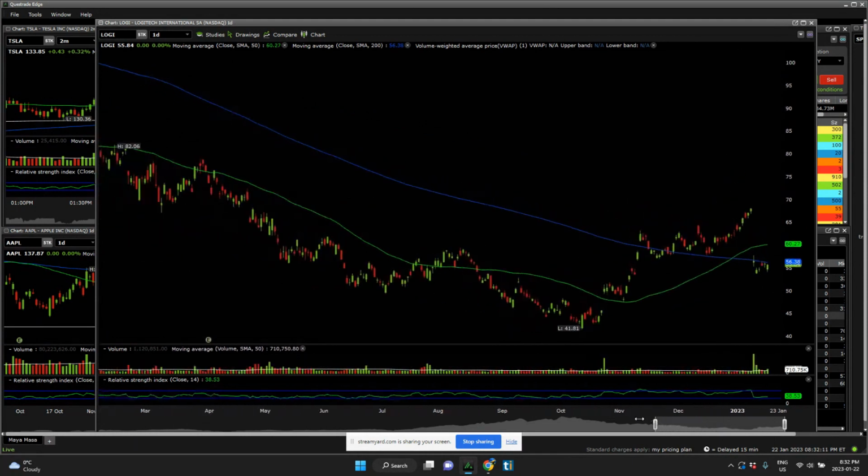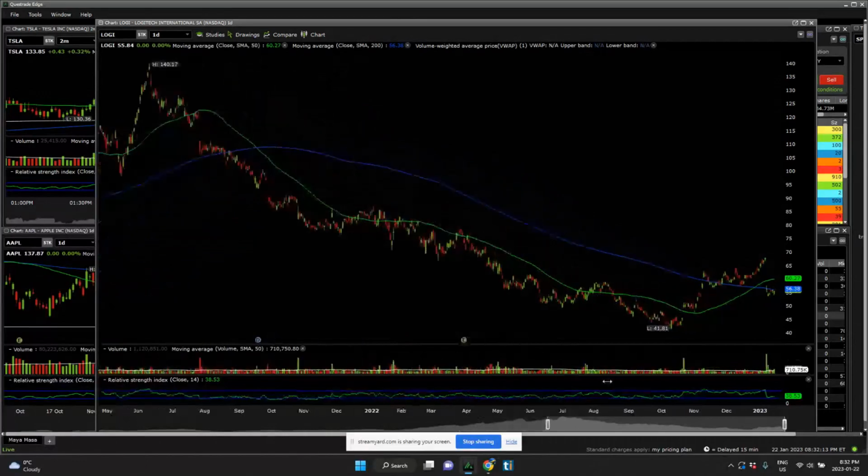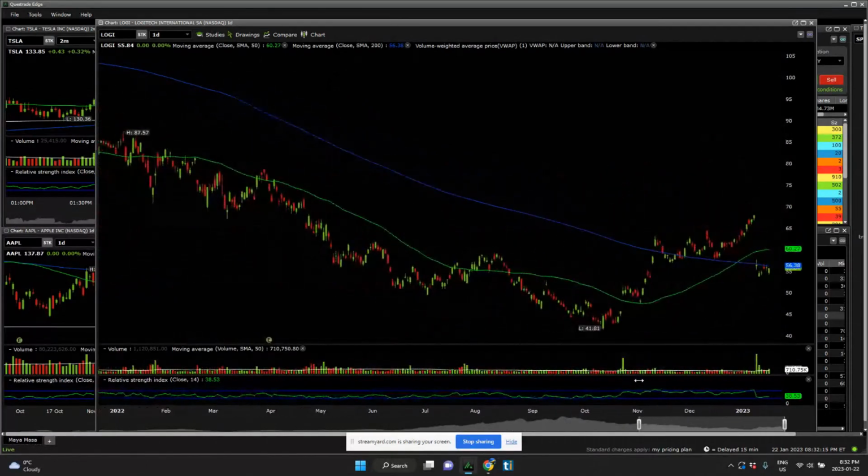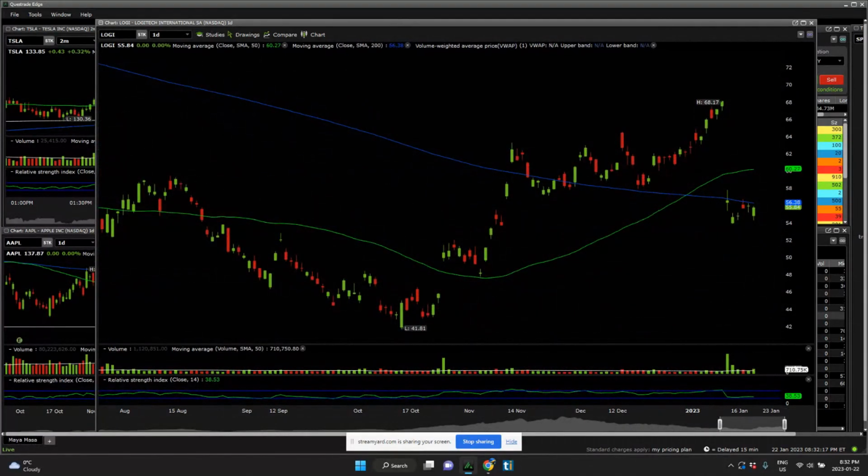Well, Logitech. Logitech I really like because they're a tech company. You know, the mouse that we use, or if non-Apple users use. There's the equipment, right? Texas Instruments is also reporting. But this one, it kind of pulled back.